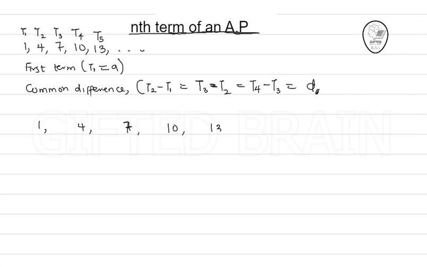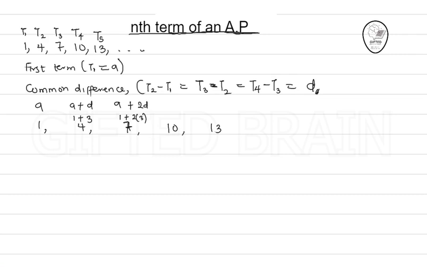Like I said, this is the A. To get this 4, what I just needed to do is to say 1 plus 3, and 3 is the difference. So we can say this is A plus D. To get this 7, what do I do? It is 1 plus 2 of the 3, which is A plus 2D.